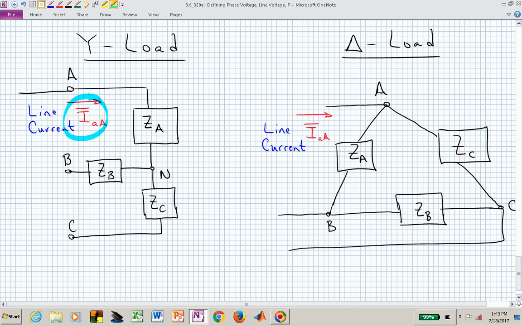What's the line current for a delta load? Well, again, that's exactly the same. It's the current through the transmission line in the A phase, which here is the A phase transmission line. It's from the generator side, little a, to the load side, capital A. And here then, it does not matter. The line current is always I sub AA, whether you have a Y connection or a delta connection.